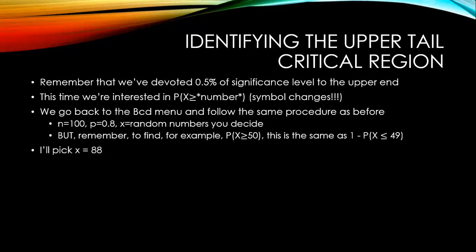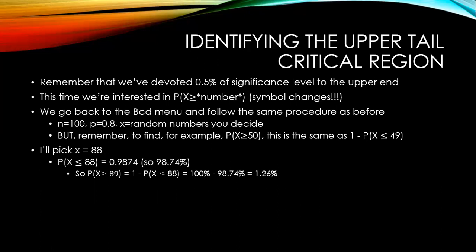So I'm going to pick x equals 88. I'm going to go to my calculator, binomial CD, making sure you're in the binomial CD menu, and pick x equals 88. So if we do that, x equals 88, number of trials 100, p equals 0.8, we get 0.9874, so 98.74%. So the probability we get 88 or fewer successes is 98.74%.